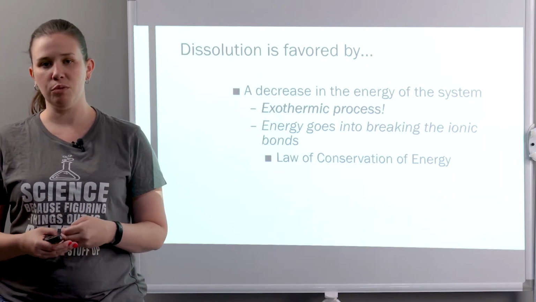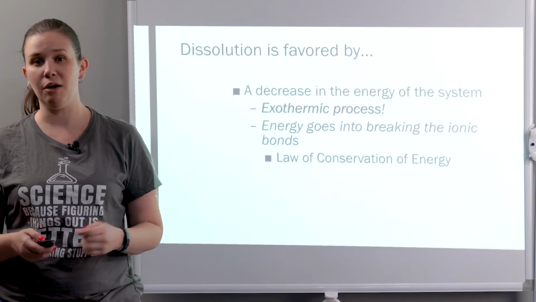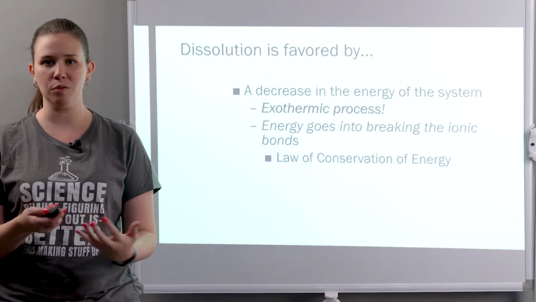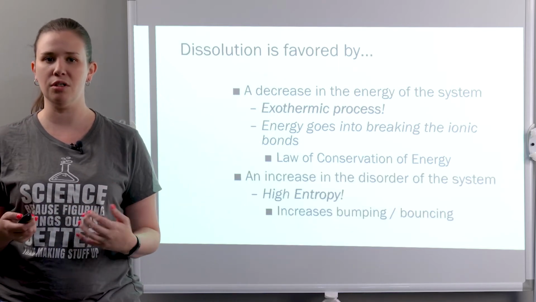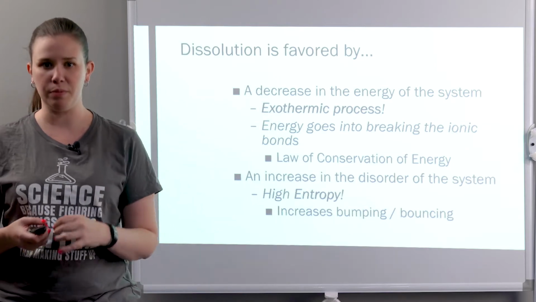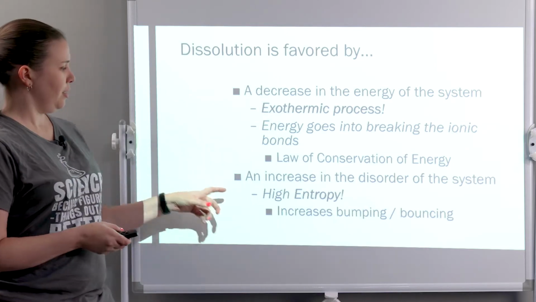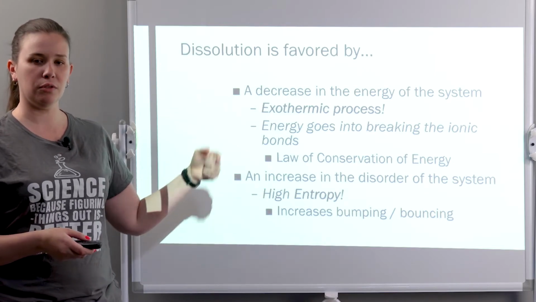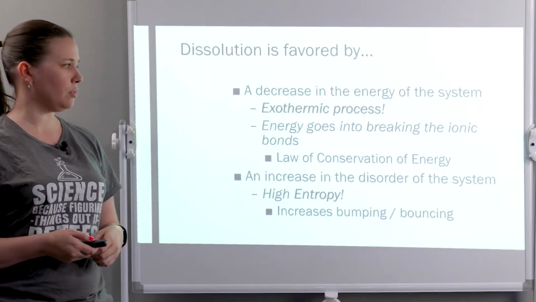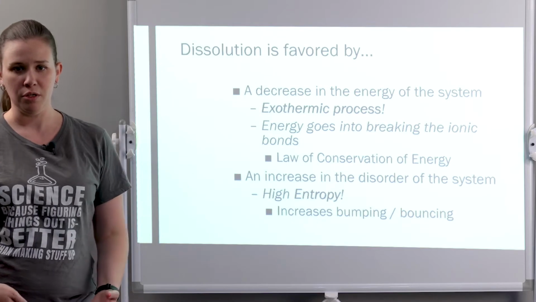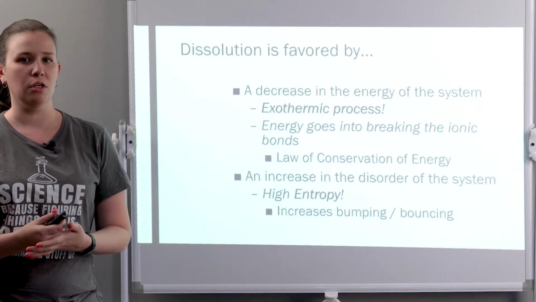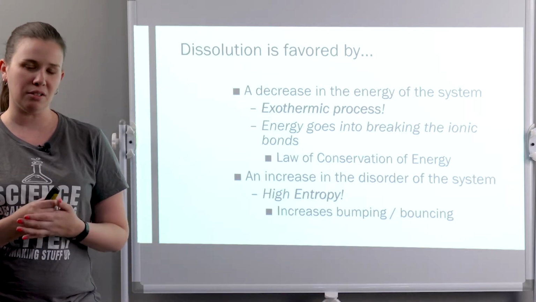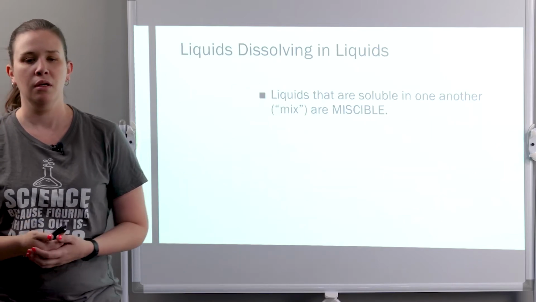The other type of energy we talked about was that stirring process and how it created all that chaos. Those particles bumping around are going to favor dissolution. And we call that entropy. So a high entropy with lots of bumping and bouncing around is going to favor the dissolution of the solute. It's going to help things dissolve more quickly. So basically we want an input of energy, whether that's from heat or from chaos, it's still going to favor dissolution.